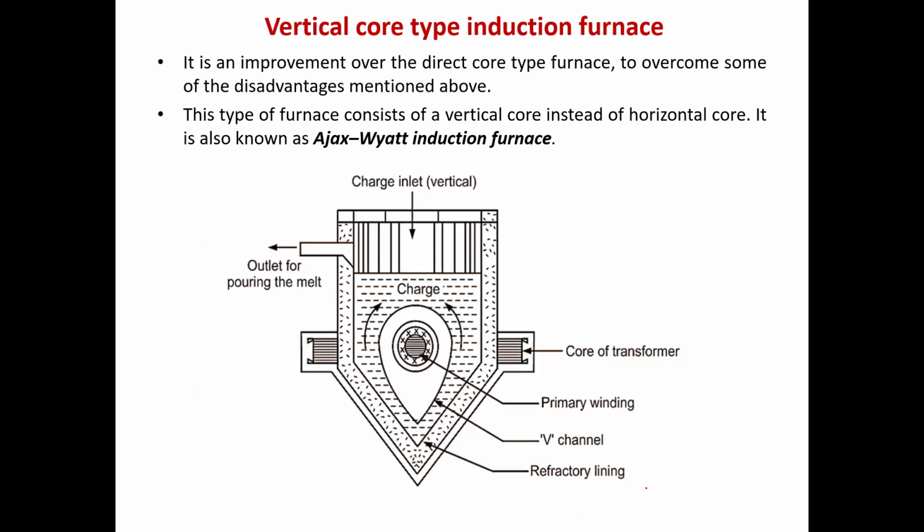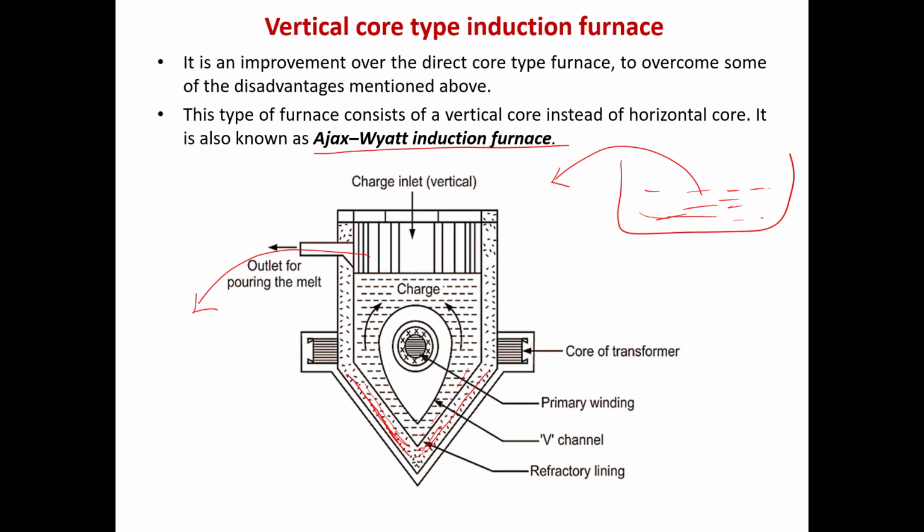This one is one more typical thing, the Ajax Wyatt induction furnace. Previously, when I had a heating element and heated this particular chamber and charge, I could pour into the other section. Whereas the Ajax furnace will have a structure like this. When I heat this charge and pour to the other part, some amount of molten charge will remain here, that we can't pour out entirely.